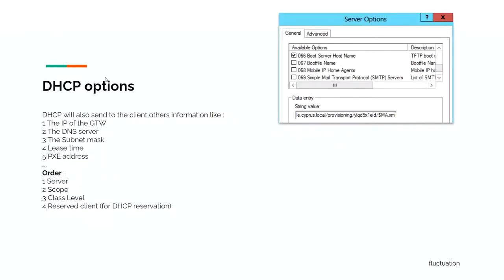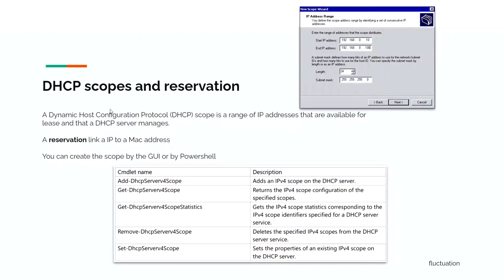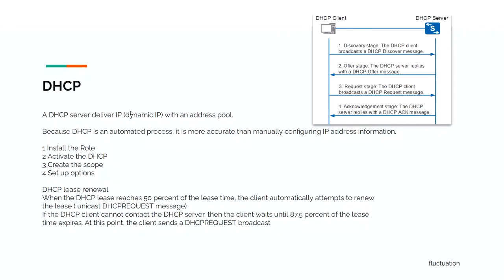And after, you will have to set up the options. What are the options? Of course, a computer needs the IP of the gateway, the IP of the DNS server, the subnet mask, the lease time, the PXE address, okay? And you can add these DHCP options everywhere on your server, on your scope, on your class level, on a reserved client for DHCP reservation, for example, okay? So before that, let's see how it works.